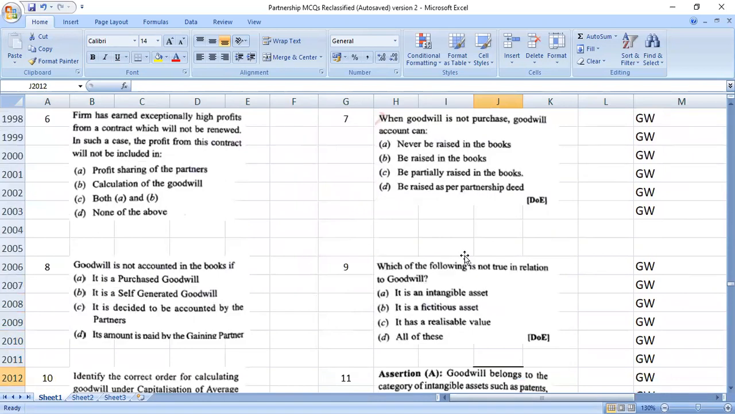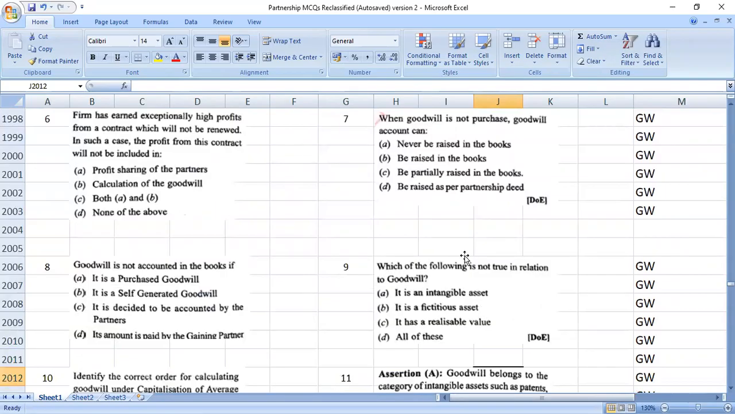The firm has earned exceptionally high profits from a contract which will not be renewed. That income will not be considered for calculation of goodwill, because when you calculate goodwill you have to look at future maintainable profit, what you will be able to earn. That is what you have to look at.